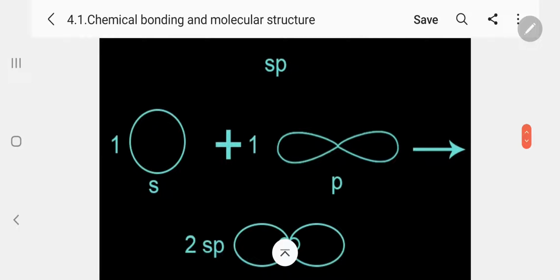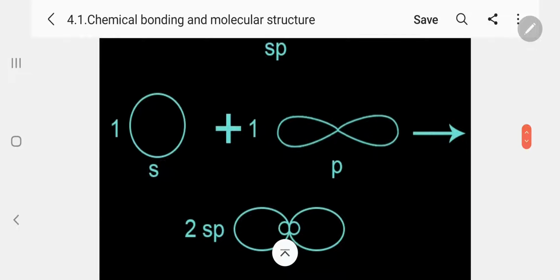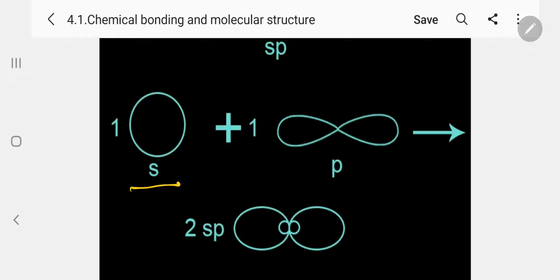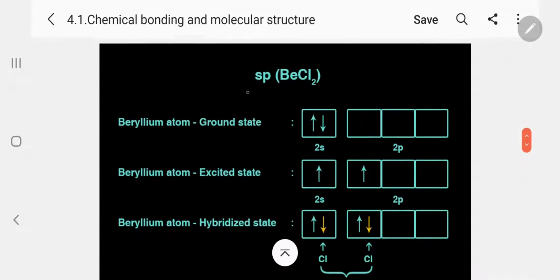Now, let me quickly give specific examples to understand this. You have to memorize this. One s and one p orbital undergo combination to produce two sp orbitals. This is the shape of sp. S is spherical, p is dumbbell-shaped, but the hybrid orbitals have an equal shape. The specific example is beryllium dichloride.